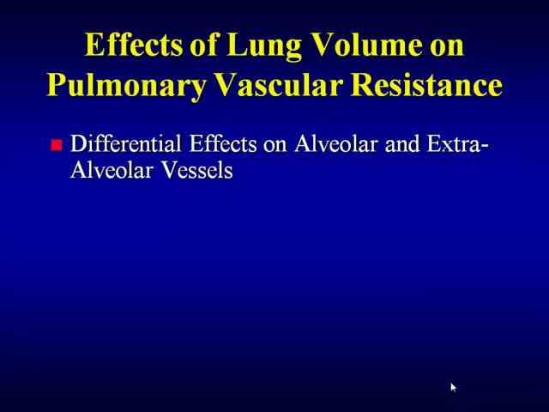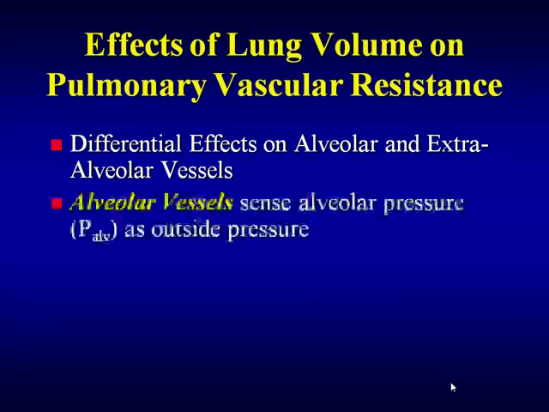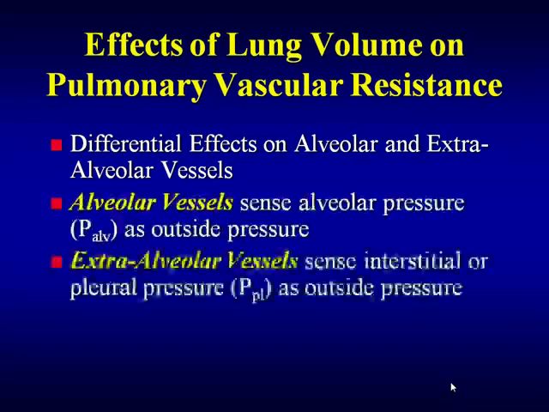When you think about your pulmonary blood vessels, they live in two different neighborhoods. The large pulmonary arteries and the pulmonary veins sense as their surrounding pressure the interstitial or pleural pressure. But the smaller pulmonary arterioles and venules and the capillaries have as their surrounding pressure the alveoli. So we call the vessels that sense alveolar pressure alveolar vessels, and all the rest extraalveolar vessels. The alveolar vessels, therefore, have as their outside pressure alveolar pressure, and the extraalveolar vessels, pleural pressure.